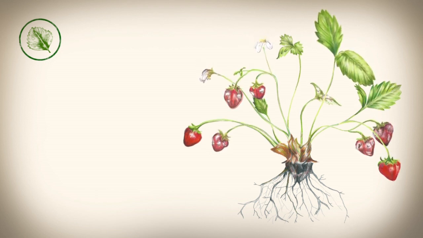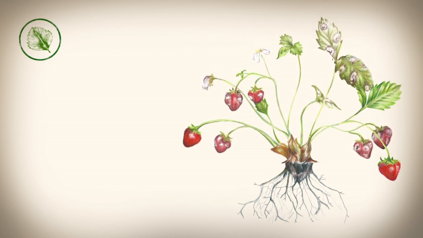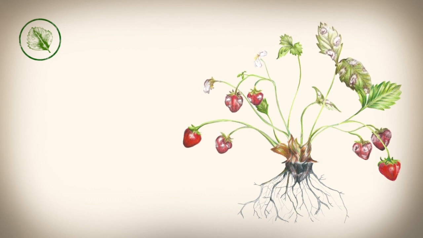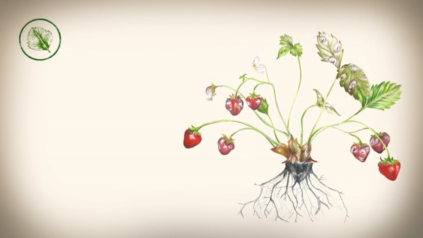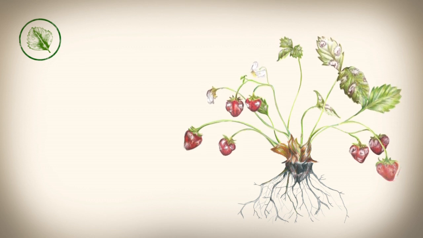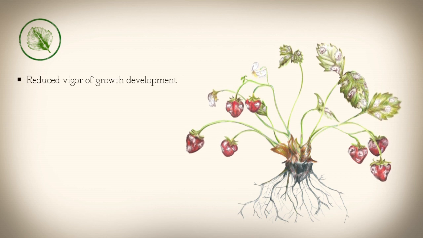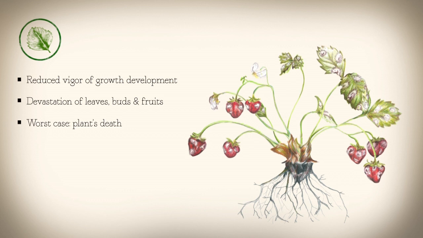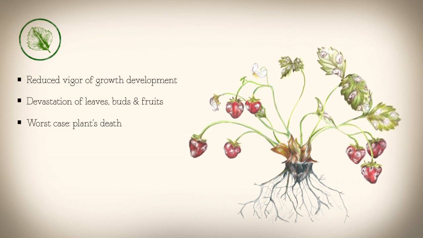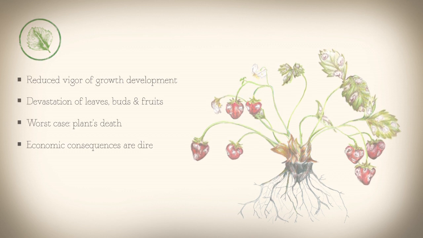First, you'll start to notice white powdery spots on the stems and leaves of the plant. Then, if the mildew takes hold, these spots become larger and denser, spreading over the entire plant. Untreated, mildew can cause serious damage, including reduced vigor of growth development, devastation of leaves, buds and fruit, and in the worst cases, the plant will die. For growers, the economic consequences can be dire.